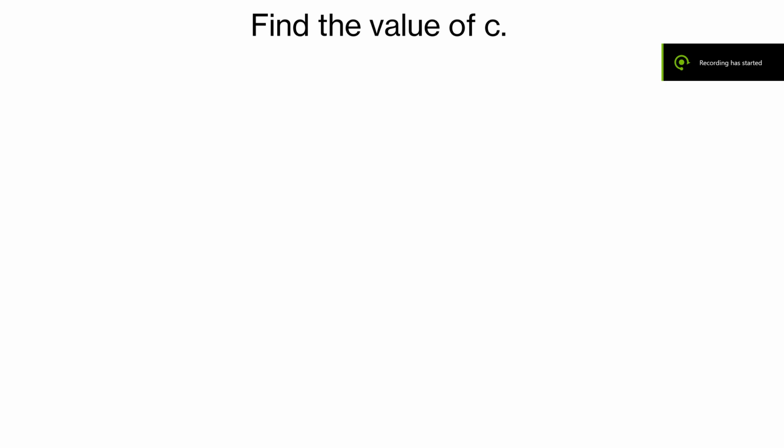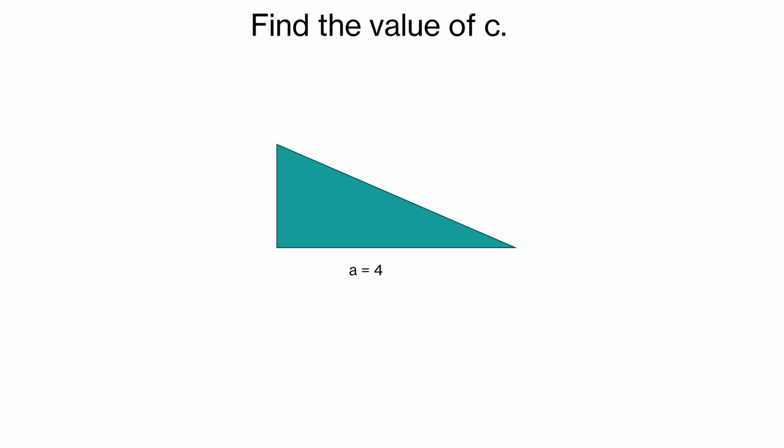Here's an example. Find the value of C. So, here we have a right-angled triangle. Side A is equal to 4, and side B is equal to 3. Here's what we must do. Find the value of C.